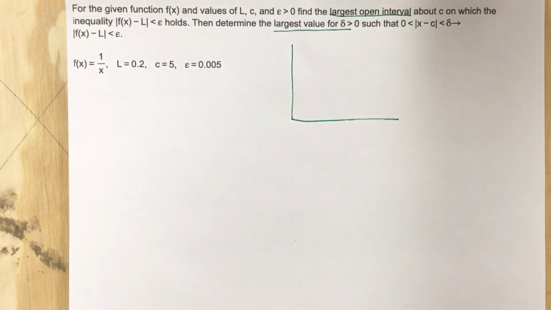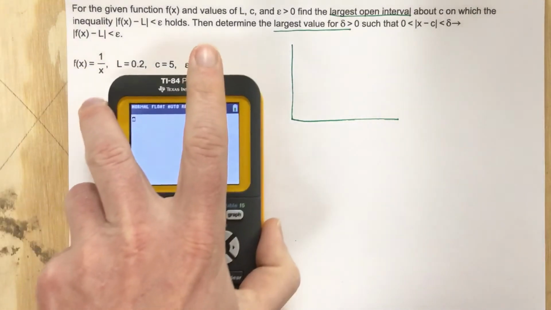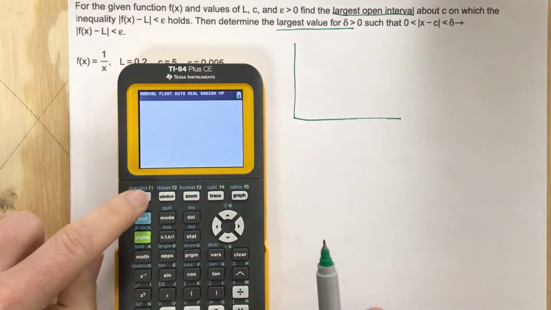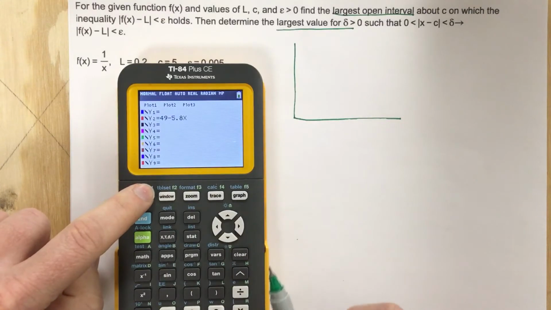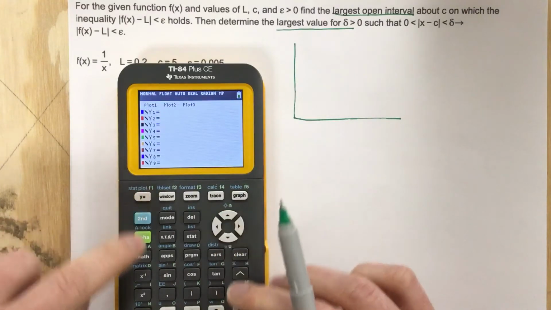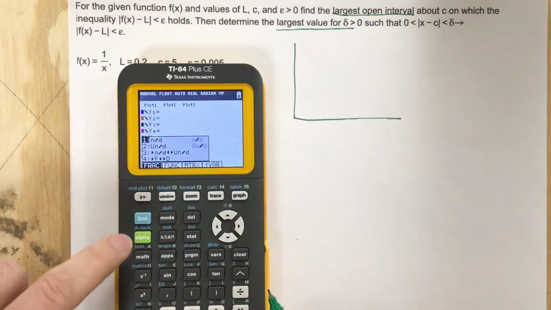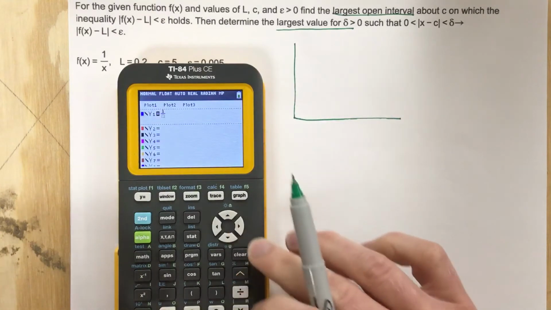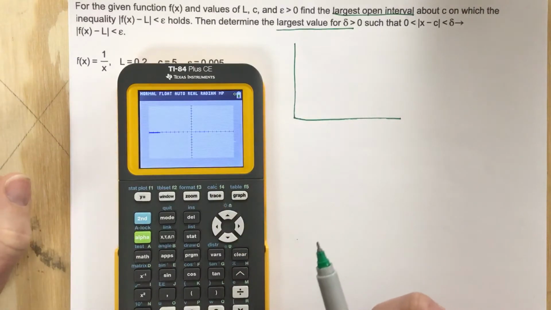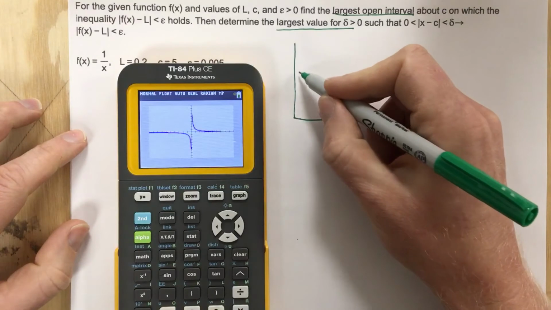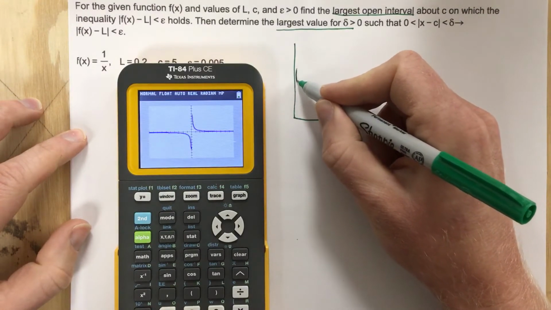Well, we start with f of x equals 1 over x. When we graph f of x equals 1 over x, let's go to the y equals screen, clear this out, and enter 1 over x and graph it. You're going to see that this rational function looks like so. So we'll draw the rational function here.